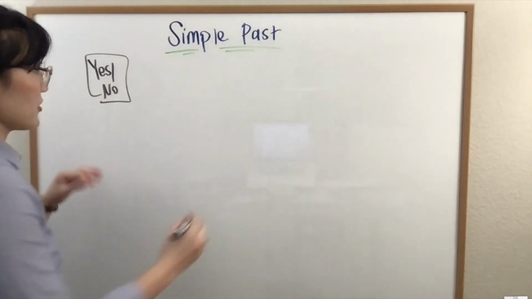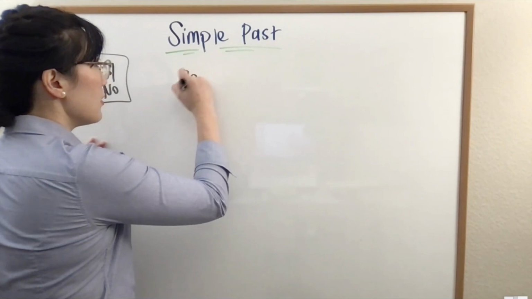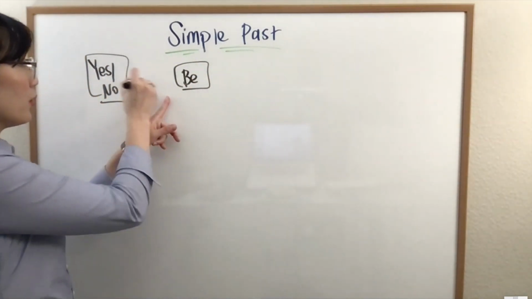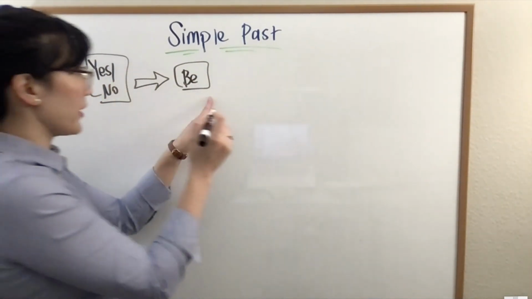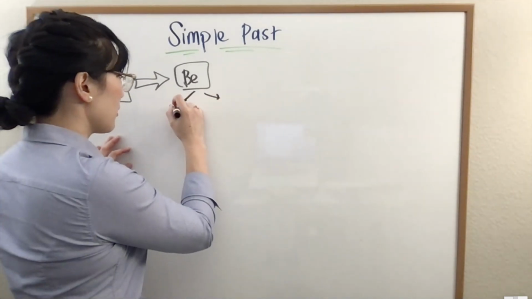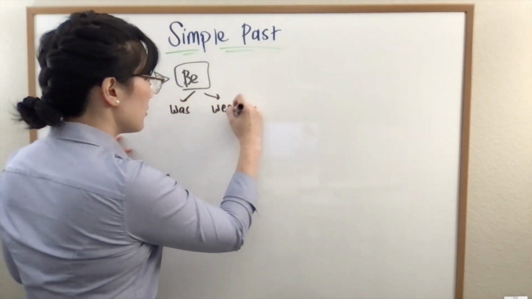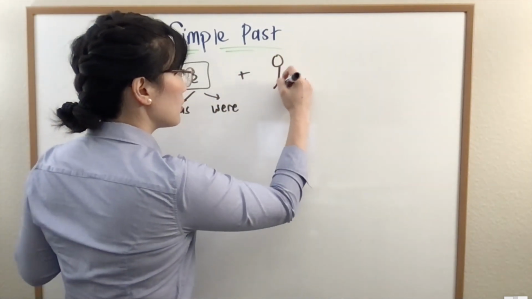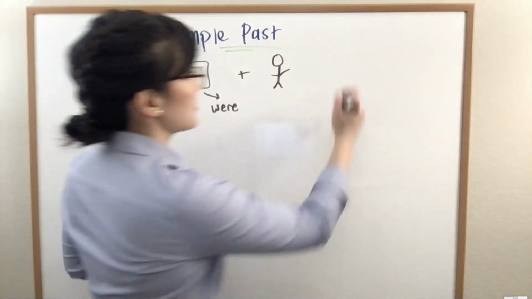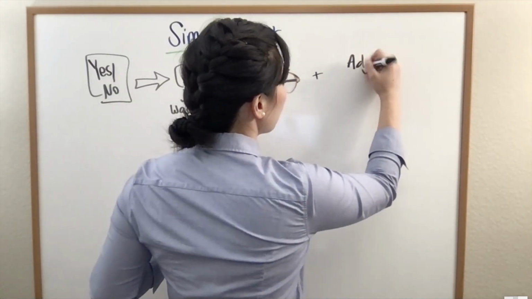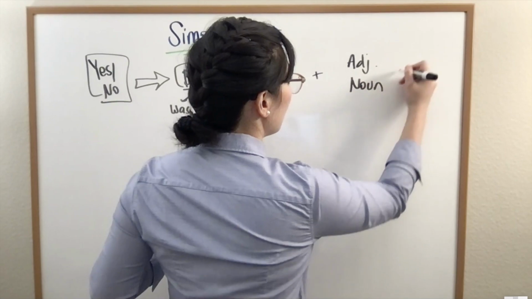What do you need first? Okay, so I need my be verb. Remember, my two options are was or were, right? Was or were, plus who. Plus, I can have my adjective or my noun.